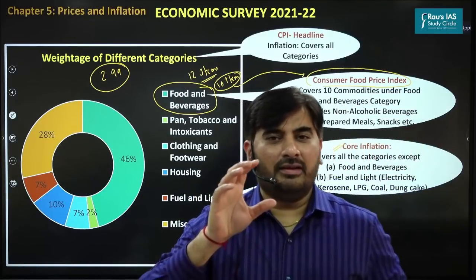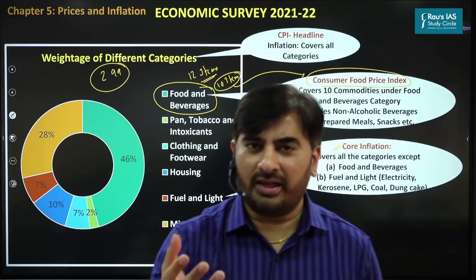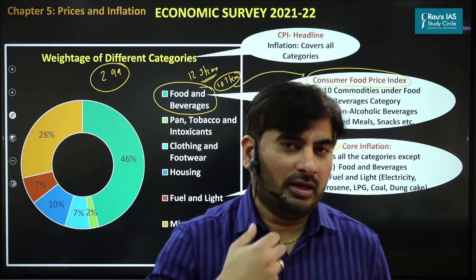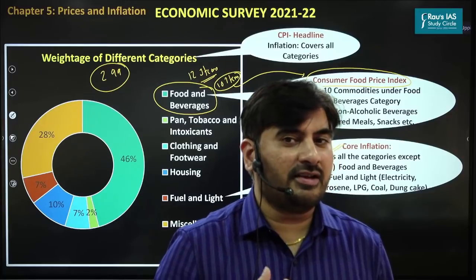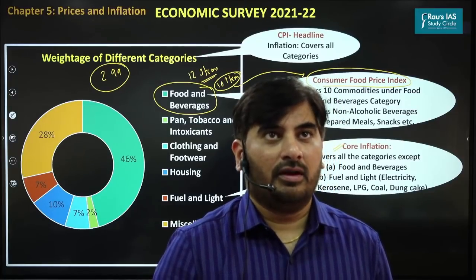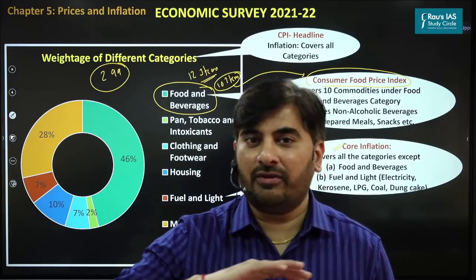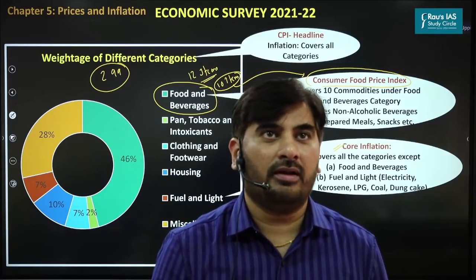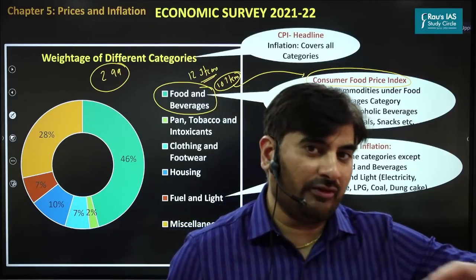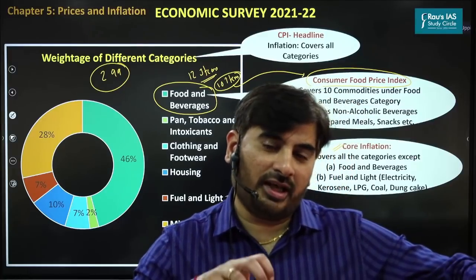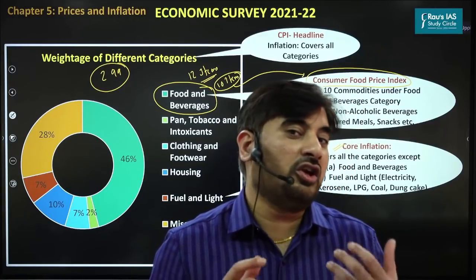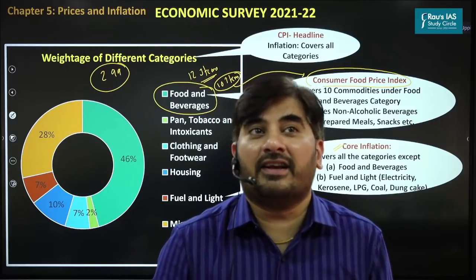See, normally when you say core inflation, theoretically speaking, core inflation means inflation in the commodities which are considered to be non-volatile. So all the volatile commodities will be left out. Which are the commodities which you consider as volatile? Food and fuel. So we leave out food and fuel, and then we measure inflation in all the remaining commodities, that we call core inflation. That is what theoretically we have studied in our standard textbook.